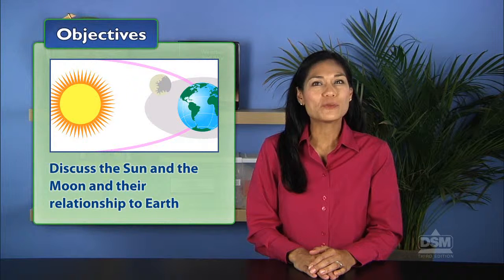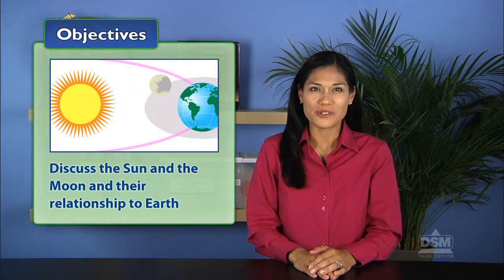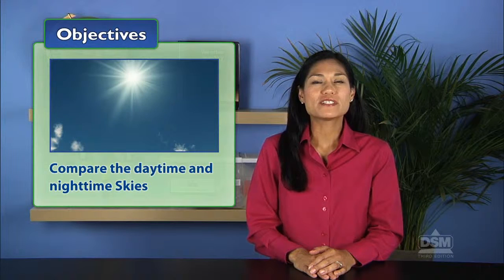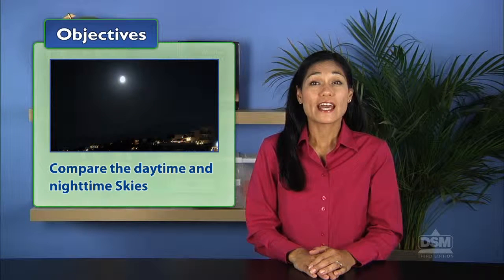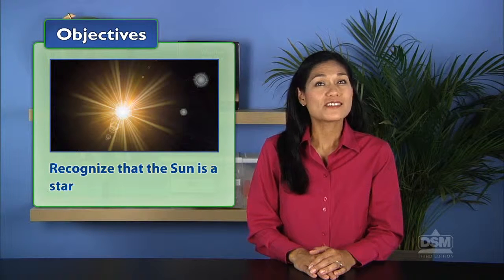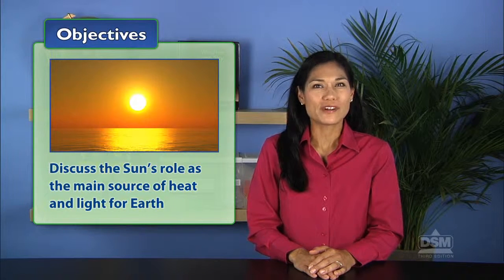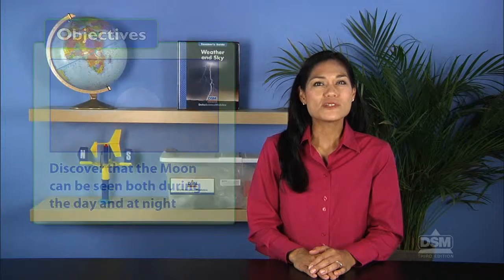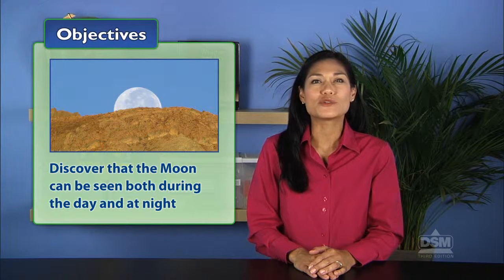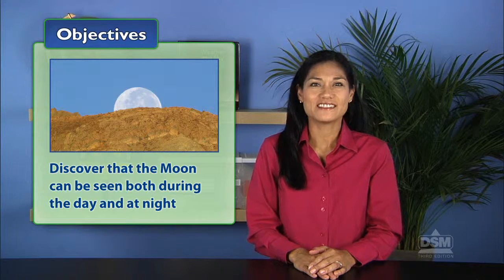In Activity 2, What Can We See in the Sky?, students discuss the sun and the moon and their relationship to Earth. They first compare daytime and nighttime skies and recognize that the sun is a star. Students then discuss the sun's role as the main source of heat and light for Earth. Finally, students discover that the moon can be seen both during the day and at night.